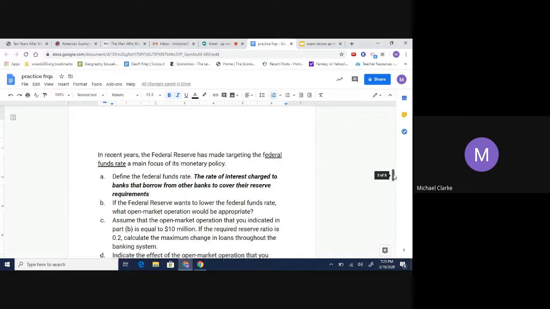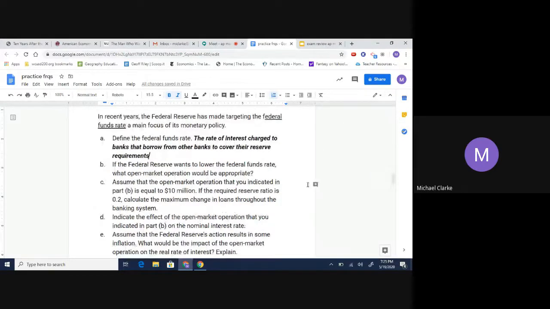Part B, if the Federal Reserve wants to lower the federal funds rate, I can't speak anymore. Okay, they're looking for an open market operation. So the thing that should come to mind here is bonds. Anytime open market operations are mentioned, it's just bonds. In this case, it's really a multiple choice question if you know it's bonds. They're either going to be buying bonds or selling bonds.